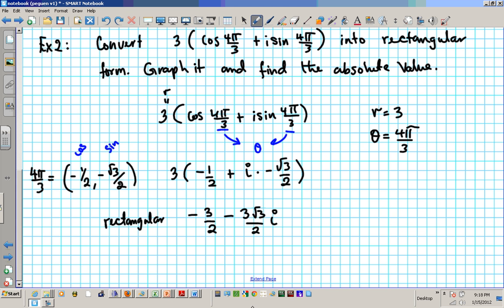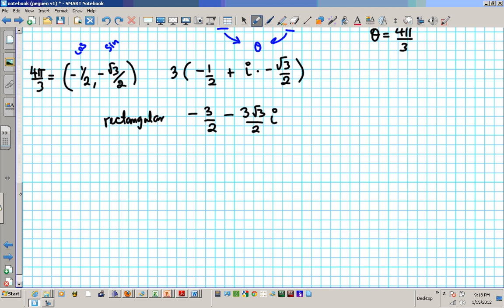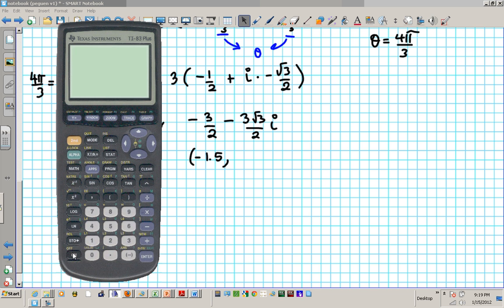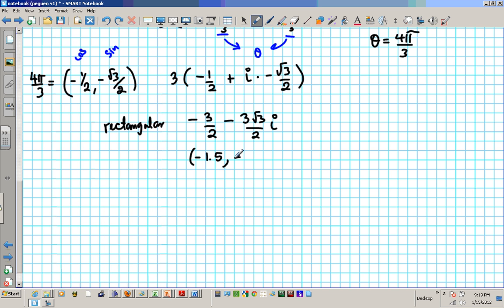Okay. All right. So if you want to graph this and find the absolute value, let's graph it first. We just need to make this into decimal because it's easier to graph decimal. Negative 3/2 is basically negative 1.5, comma. We're going to graph negative 1.5 for the x, and then for the y, we're going to do 3 root 3 divided by 2, negative 2.6 for the y. So that's what we're going to be graphing.